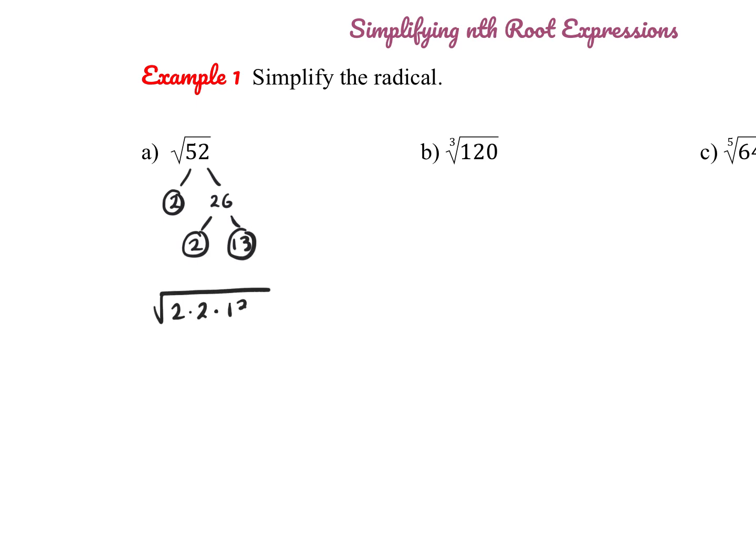And again, since my index is a 2, it's a square root, I'm looking for pairs of numbers. So for each pair, I will put just one number out front. So it just simplifies to 2 root 13.